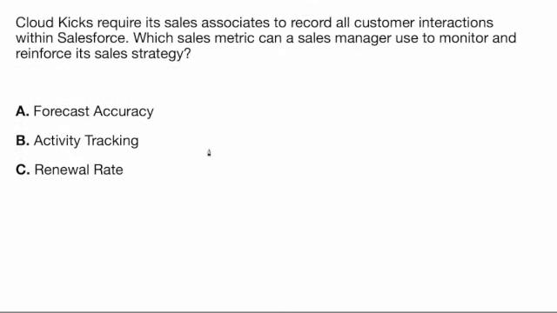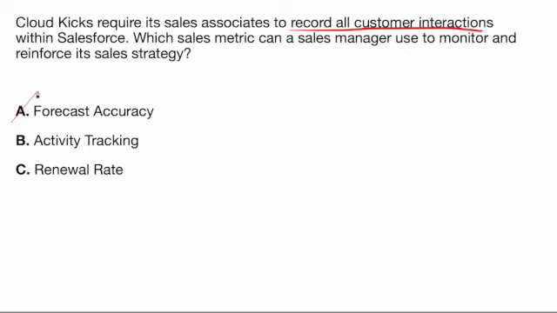So CloudKicks requires its sales associates to record all customer interactions within Salesforce. Which sales metric can a sales manager use to monitor and reinforce its sales strategy? So forecast accuracy has to do with opportunities in the pipeline and their value. So how likely they are to close when. So this doesn't really get at the metrics or the customer interactions. We're really focused on recording all customer interactions. Forecast accuracy does not really fit that, so I'm going to eliminate that one.